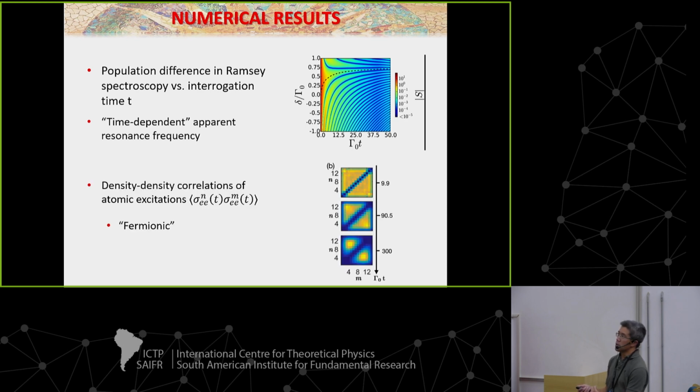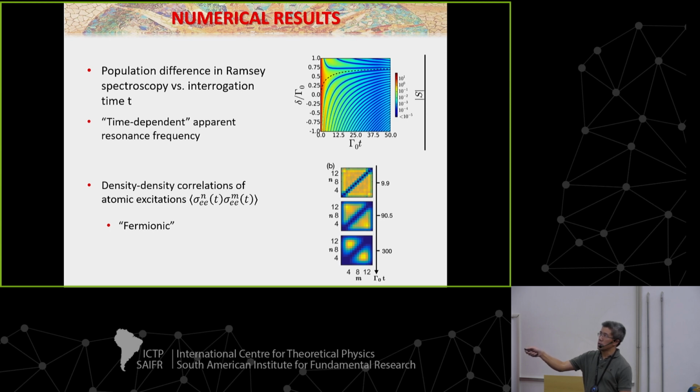Maybe the most interesting thing is, one way to try and measure correlations is looking at where my atomic excitations are sitting. So you can numerically look at density-density correlations. If I know that atom M is excited, what's the relative probability that atom N, some distance away, will also be excited? If it's independent systems, this correlation function should be featureless. And that's what you see at early times.